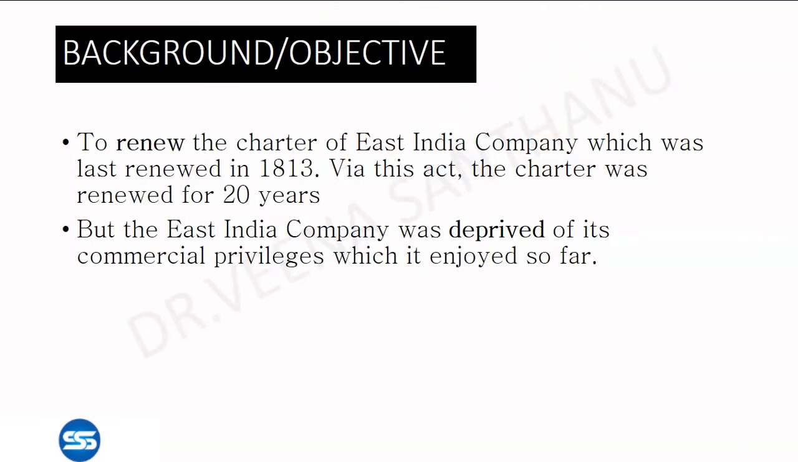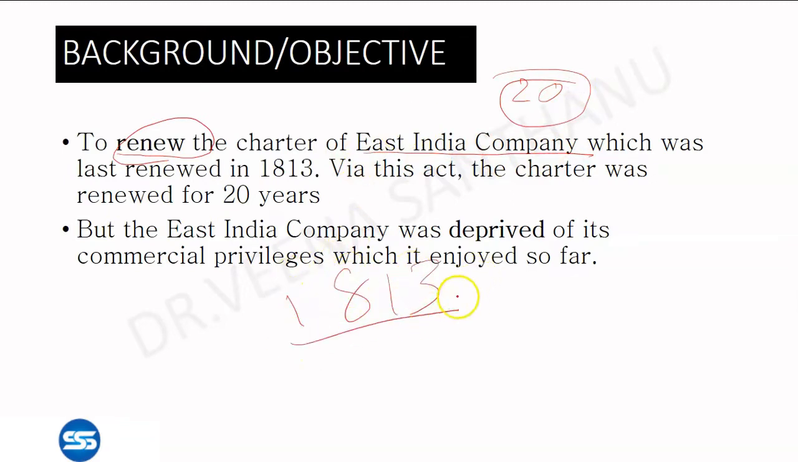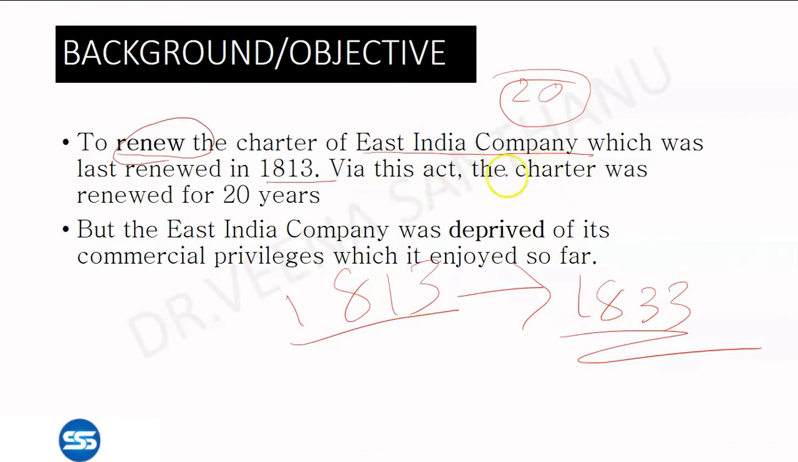The basic objective of this act, or the background of this act, was to renew the charter of English East India Company, because you know the charter is getting renewed every 20 years, right? So 1813 was the last time it got renewed, and now after 20 years it's 1833, so obviously this should get renewed. The main objective was to renew the charter of English East India Company, which was last renewed in 1813. Through this act, the charter was renewed for another 20 years.